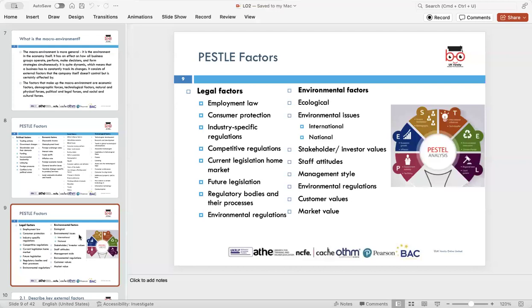Legal factors and environmental factors. Legal factors involve the legal framework and regulations affecting businesses, like employment law, consumer protection, industry-specific regulations, competitive regulations, current legislation, home market, future legislation, regulatory bodies and their processes, environmental regulations, and laws concerning the environment.